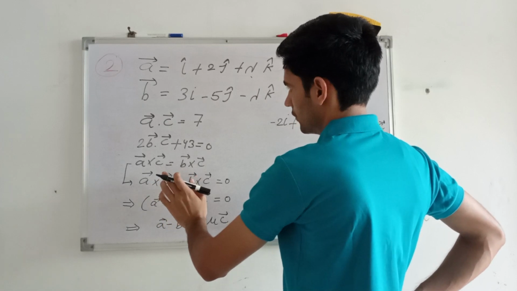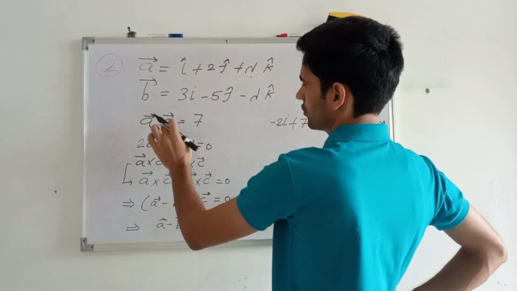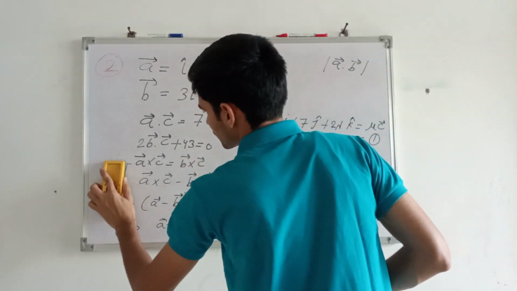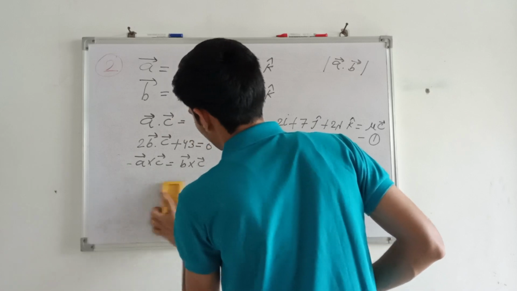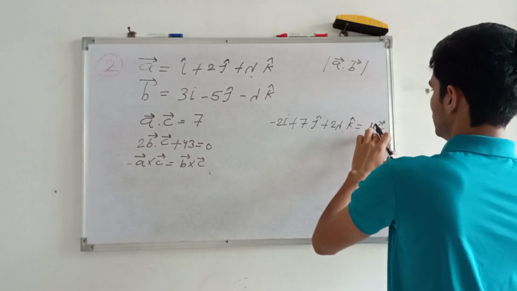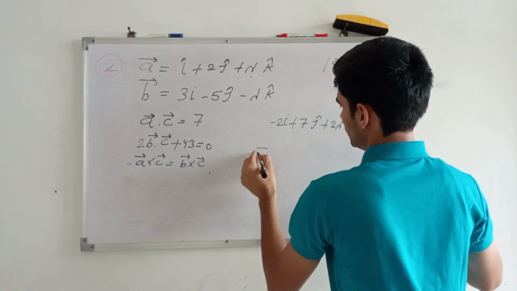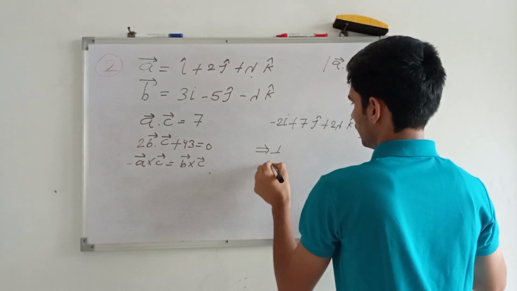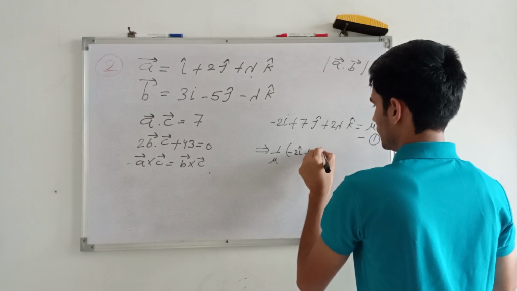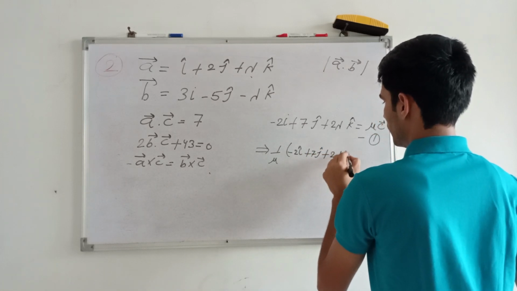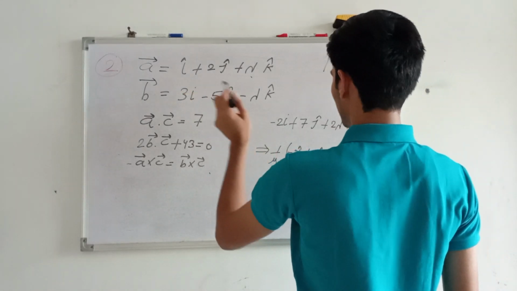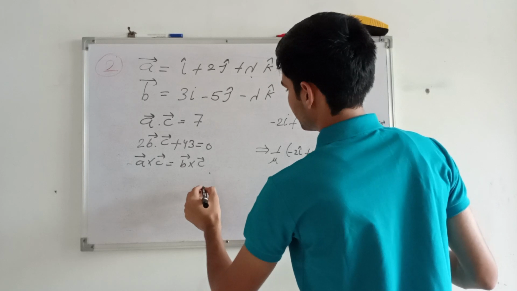Now what is another condition? This one, A dot C is 7, right? Now we will use this condition. This is A, this is C, this is mu C. So C can be written as 1 by mu times (minus 2i cap plus 7j cap plus 2 lambda k cap) is equal to C. Now do the dot product of this A and vector C. What we will get?